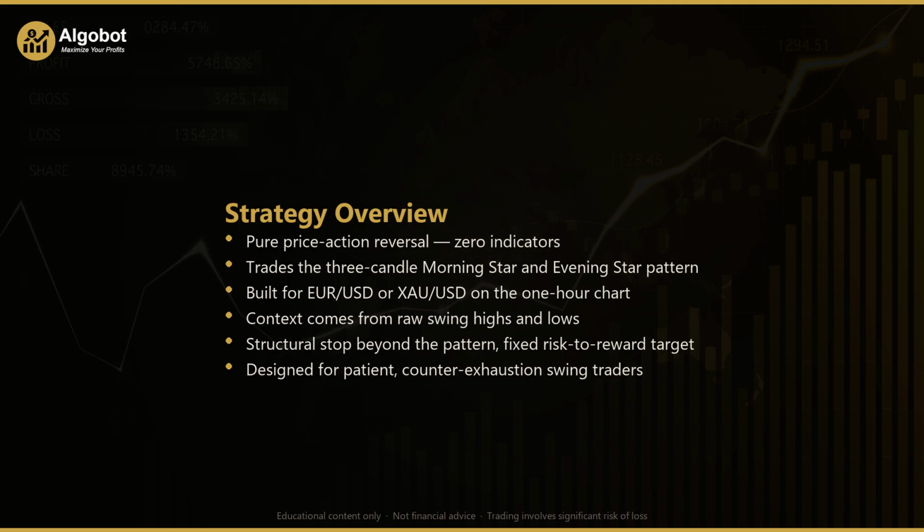Twilight Star Reversal is a swing reversal strategy. Its whole job is to catch the moment a trend runs out of steam and quietly turns the other way. What makes it interesting is that it does this without a single indicator. There is no moving average, no oscillator, no momentum line. Everything it decides comes straight from the shape of the candles and the structure of price itself.